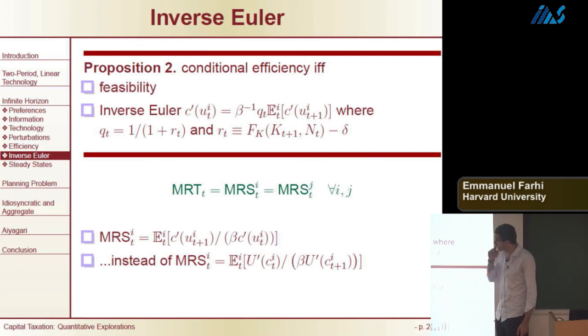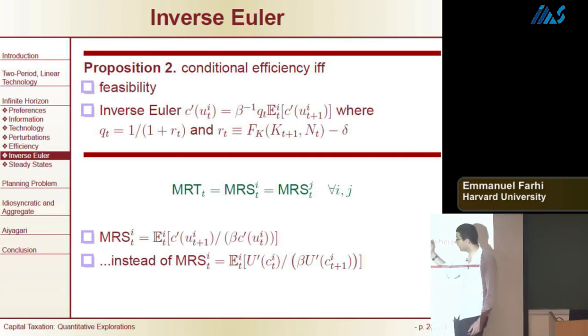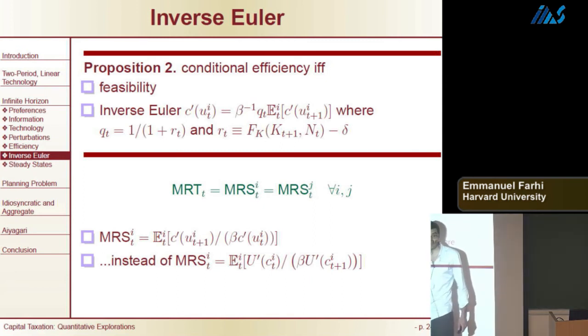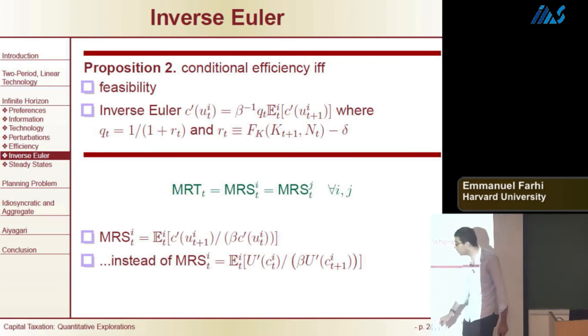What you can see also, and that's going to be important to understand the origin of the efficiency gains from savings distortions, is that there are really two separate parts to this condition in the environment that I have here. So this condition is saying that the marginal rate of substitution of every agent has to be equal to the marginal rate of transformation, where the marginal rate of substitution is not the usual marginal rate of substitution. It's the marginal rate of substitution that corresponds to the inverse Euler equation.